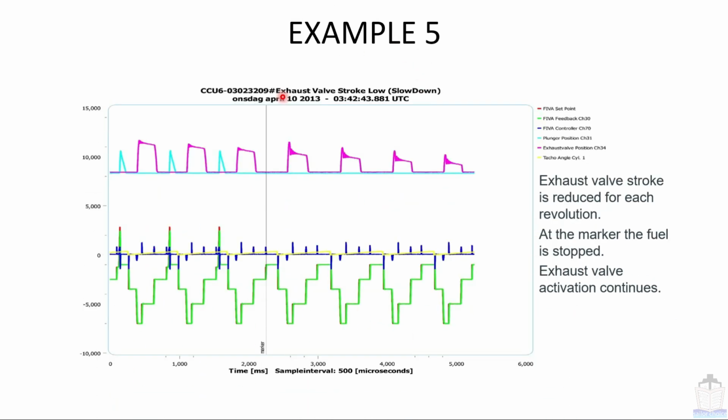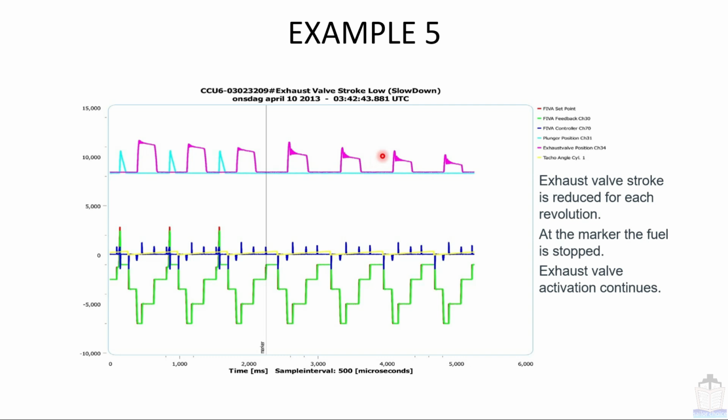Now going to example number 5. In this graph, the alarm is exhaust valve stroke low. So first of all, we will see this marker line. Before this, something has happened. Okay, so you can see up to here the fuel injection was happening, but from here fuel injection is stopped.